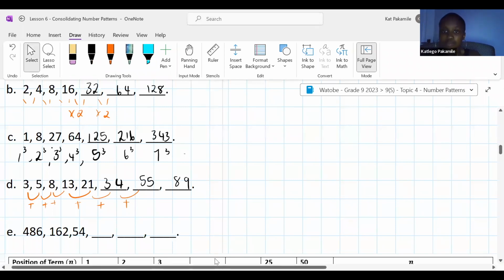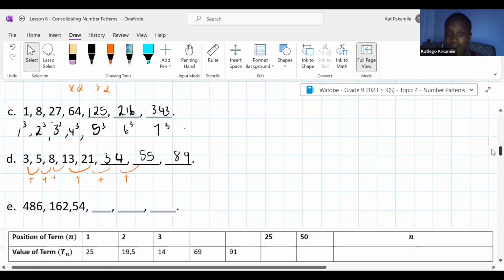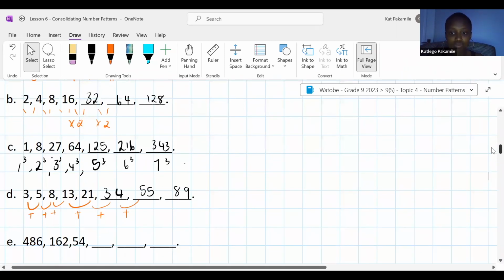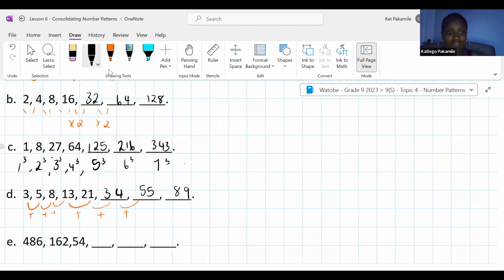Anyone? Someone? Backwards. That would be correct, my darling. That would be correct. We are dividing by 3. We are so used to multiplication ones that division just falls, like we miss it. Guys, so this is divided.